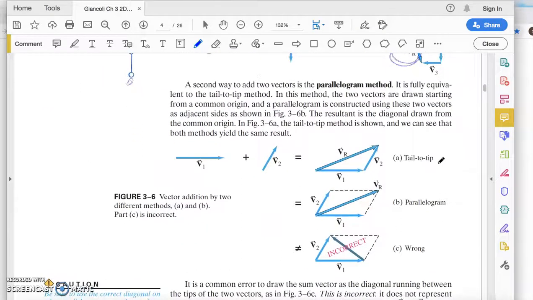And the other, my favorite, is the parallelogram method. And why is it my favorite?